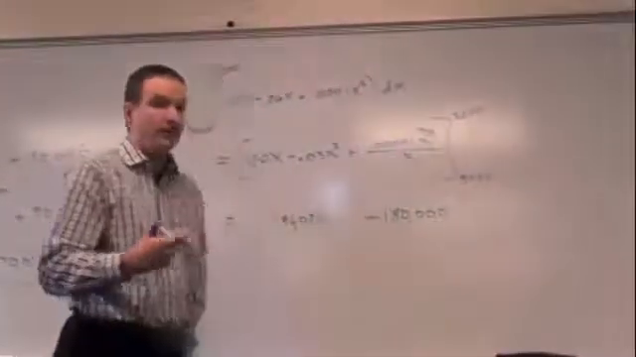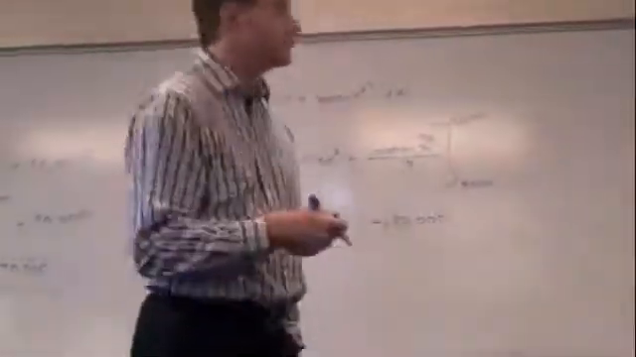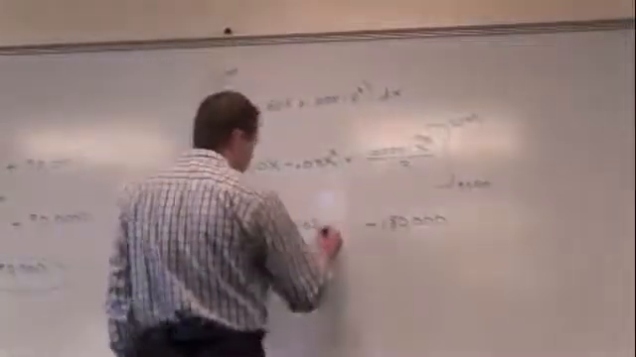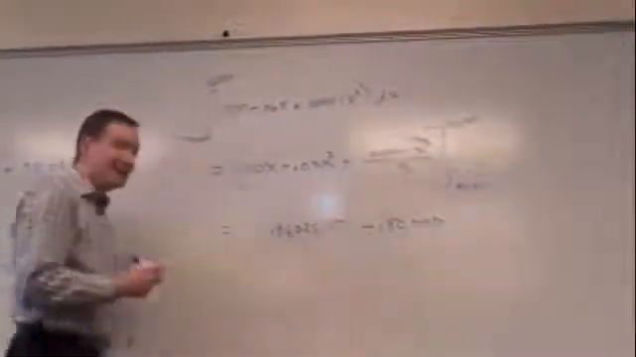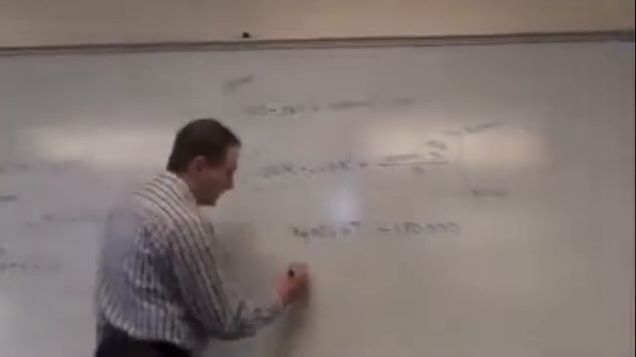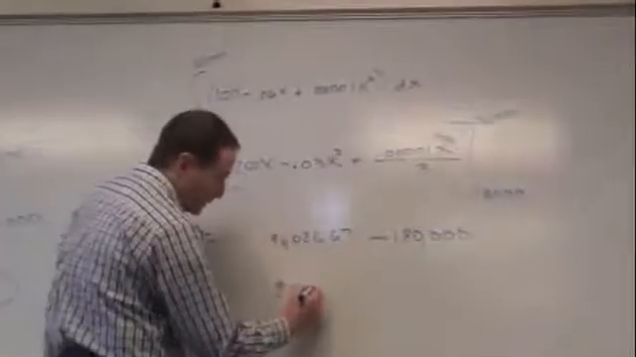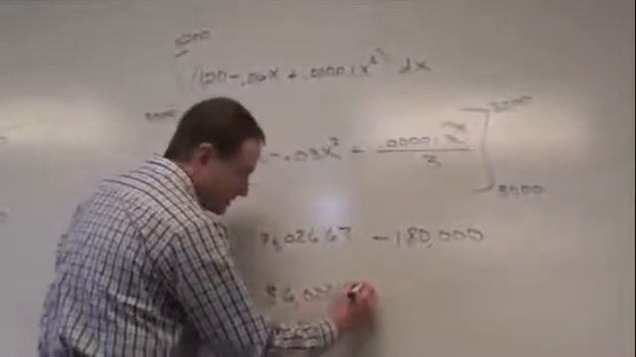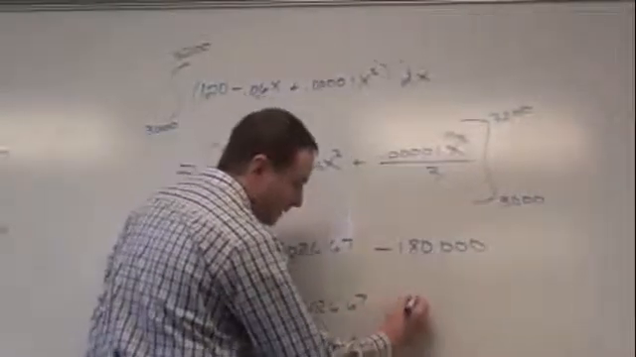And since we're talking about money, you need to round to 2 decimal places, 67 cents. So we can see that if you want to produce an additional 200 units, you'll have an increase of $6,026.67 in cost.